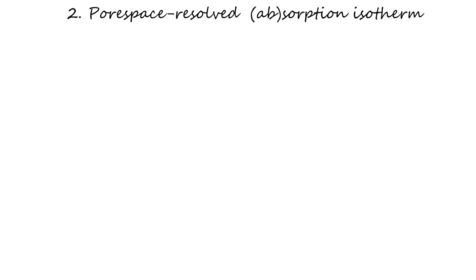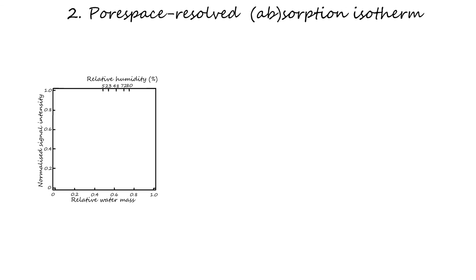We can apply the same analysis also to rewetting. So now we are talking about the first adsorption isotherm. We start at a sample equilibrated with 3% relative humidity. We again have two graphs.